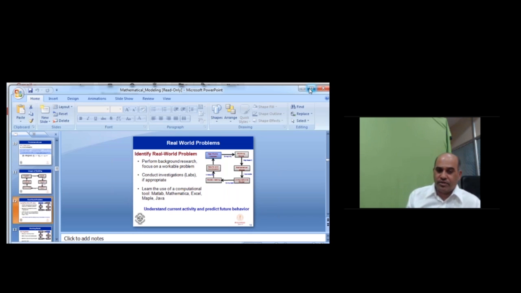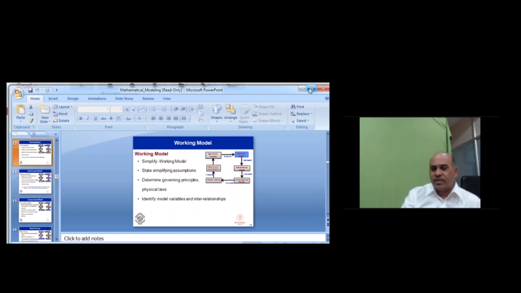After simplifying a real world problem, come up with the working model. State the simplifying assumptions. Maybe you consider some of the time varying parameters as not physically involved. Let's ignore that, and write down all the things you ignore: I have considered this situation, I have considered that situation. Maybe assume that your resistance is very, very small compared to the numerator value, so let's ignore that. You will come up with some workable, simplified equations. Then determine the governing principles and physical laws.